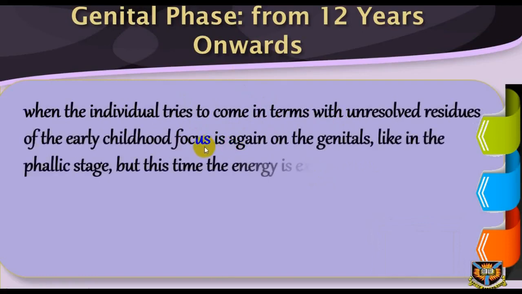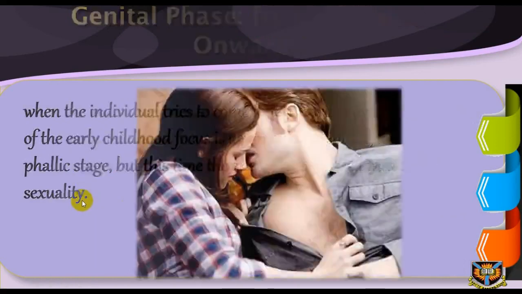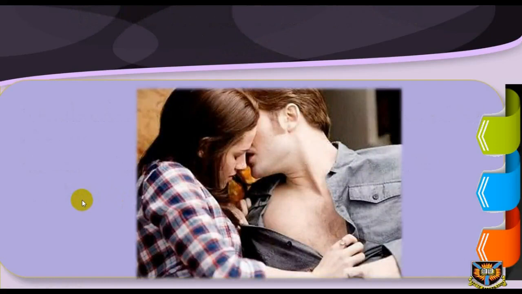At this stage, the focus is again on the genitals, like in the phallic stage. But this time, the energy is expressed with adult sexuality. Another crucial difference between these two stages is that the phallic gratification is linked with satisfaction of the primary drives, while the ego in the genital stage is well developed, and so uses secondary process thinking, which allows symbolic gratification. The symbolic gratification may include the formation of love, relationships, and families, or acceptance of responsibilities associated with adulthood.